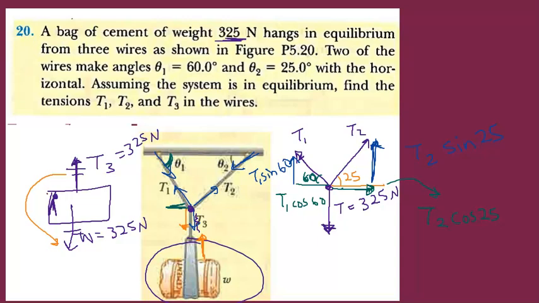Okay, then super quickly, how many left and right forces do we have? 1, 2. How many up and down forces do we have? I'm going to go with pale blue. 1, 2, 3.